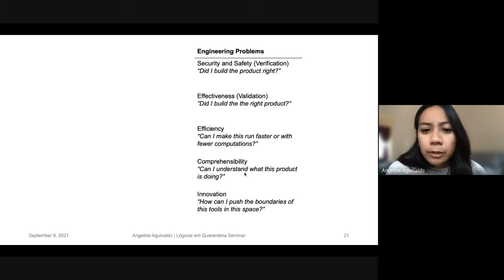And then the last problem, which is not so much of a problem, but more of a business motivation, is innovation. So how can I push the boundaries of the tools so that I can compete in the market, or have some novel contribution to society?